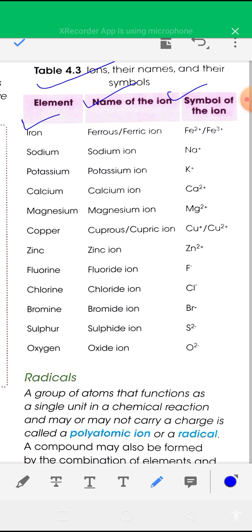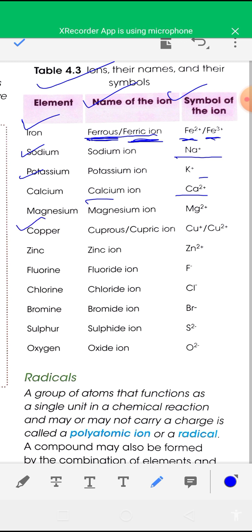Iron, name of the element is iron. Iron can form two types of ions by losing electrons. Ferrous ion, that means Fe2+, is known as ferrous ion, and ferric ion means Fe3+. Sodium always forms Na+, sodium ion. Potassium always forms potassium ion, K+. Calcium always forms calcium 2+ ion. Magnesium, Mg2+ ion.